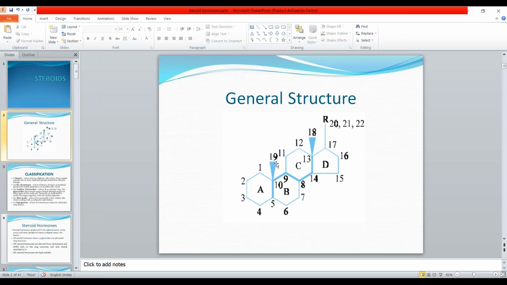Okay. Now we further move on to the synthesis of these steroids. Okay. Why are these steroids important? Now, these steroids in the body of a human being are found in the form of cholesterol.